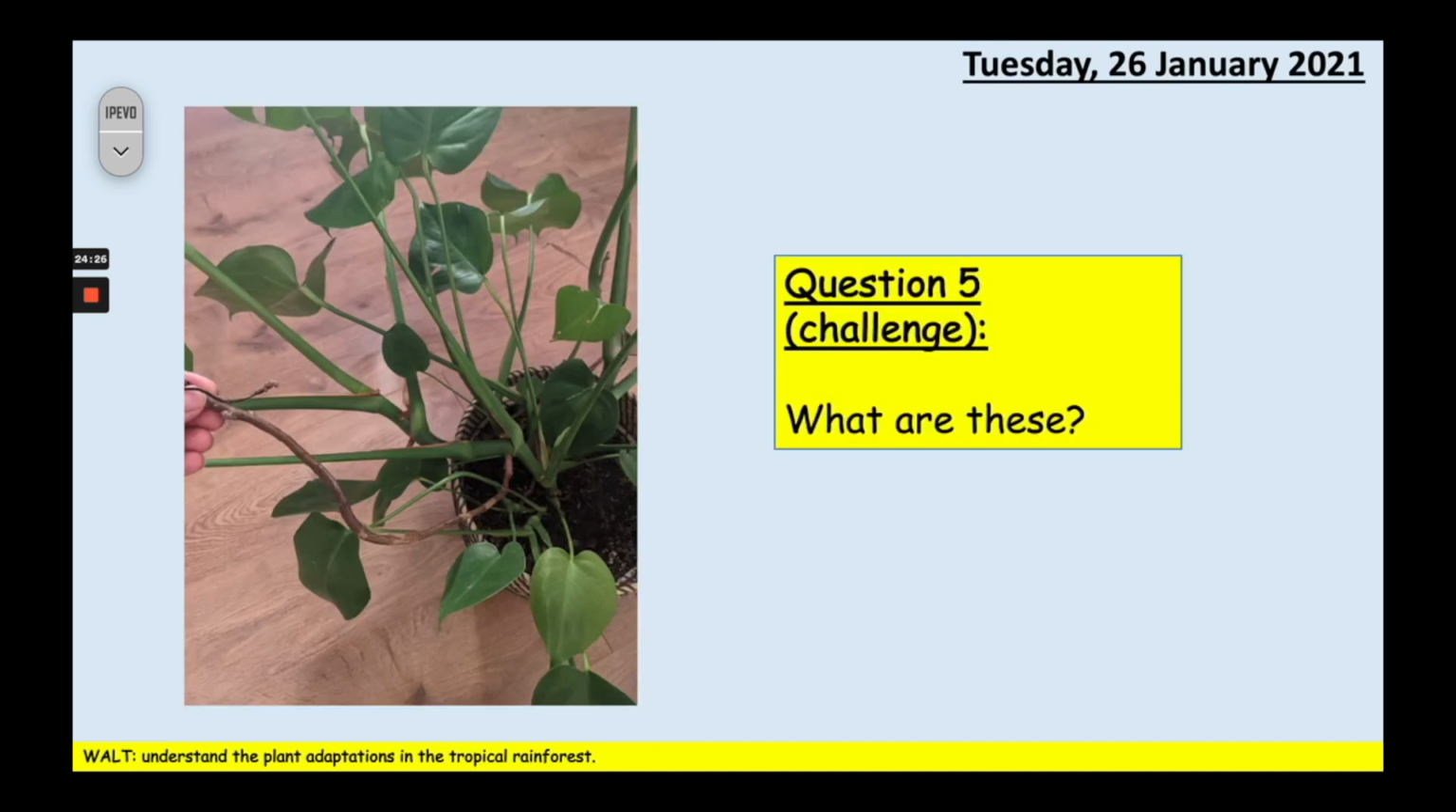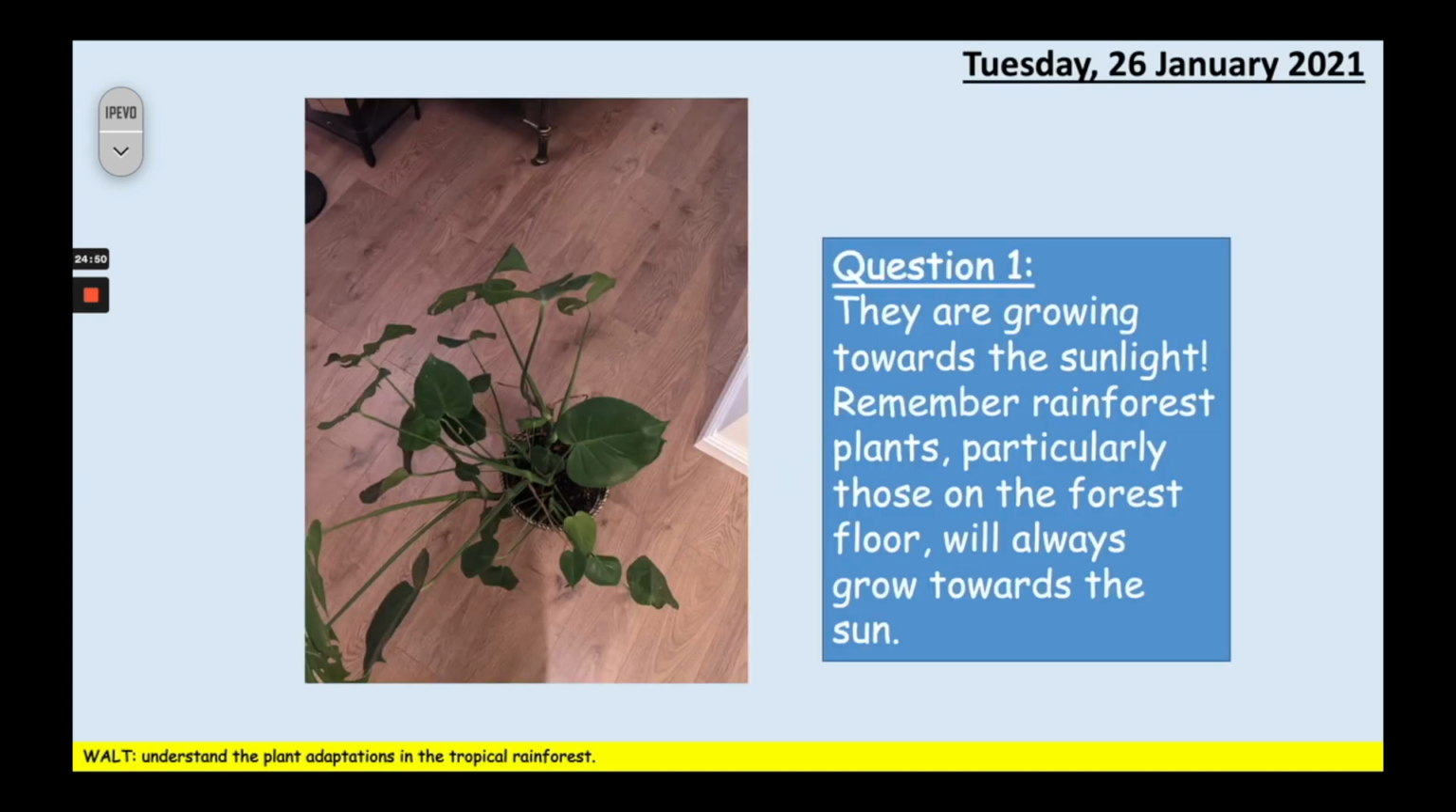Okay then, the last question, question number 5. It is a bit of a challenge. What are these? So the sort of brown vine that you can see there, what are they? Okay, so once you've paused the video and had 2 minutes at answering that challenge, you can go through the answers.